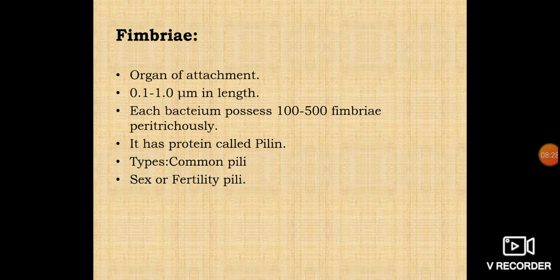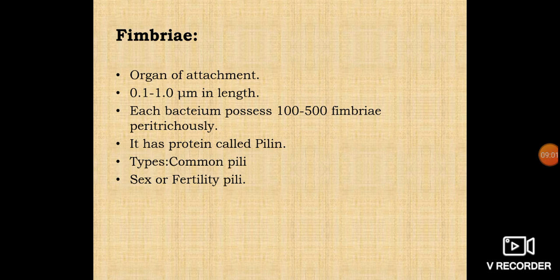Fimbriae. Fimbriae means organ of attachment. Flagella may or may not be present in bacteria, but fimbriae are present in all bacteria. It is an organ of attachment. Its length is about 0.1 to 1 micrometer. Each bacterium possesses 100 to 500 fimbriae peritrichously, meaning all around the cell.